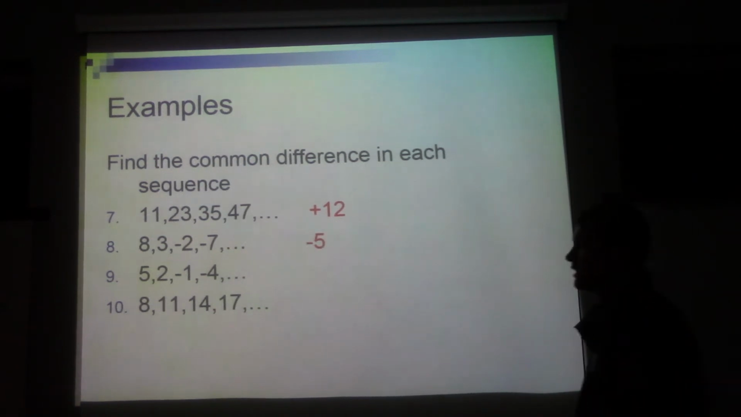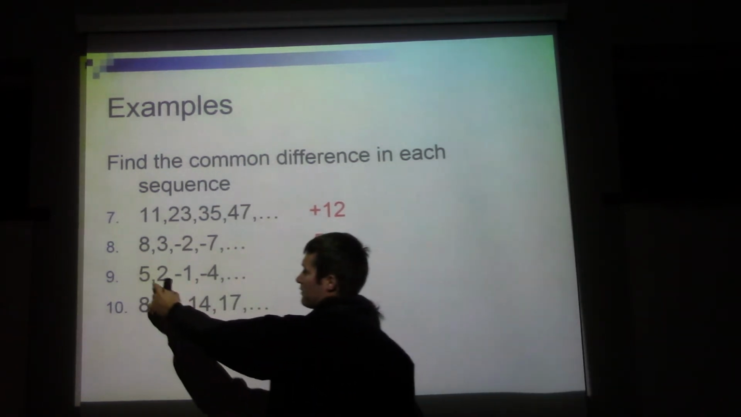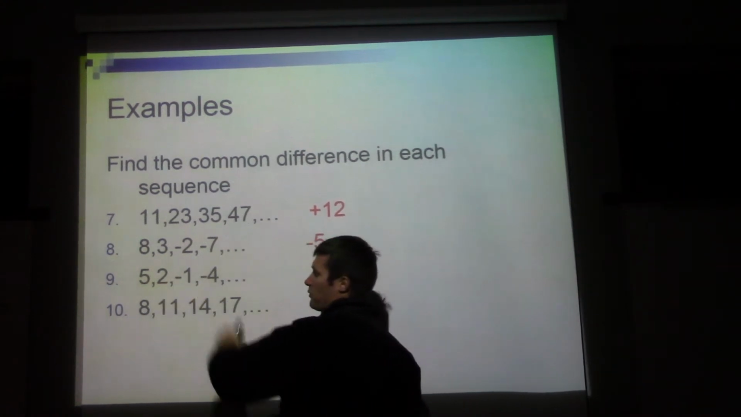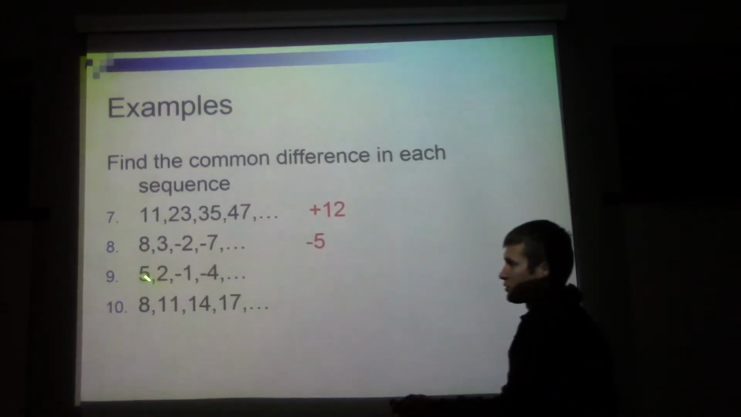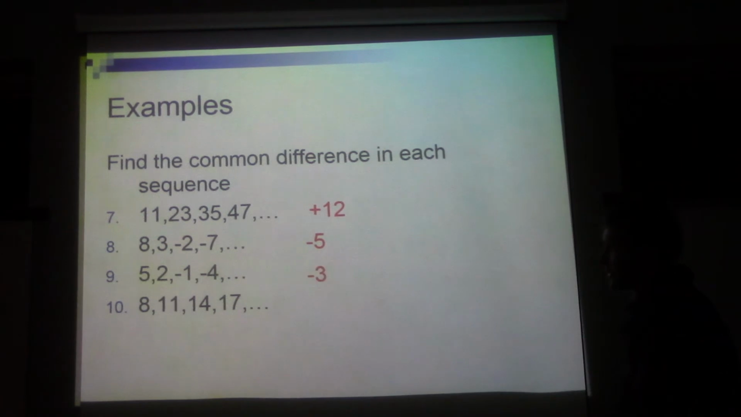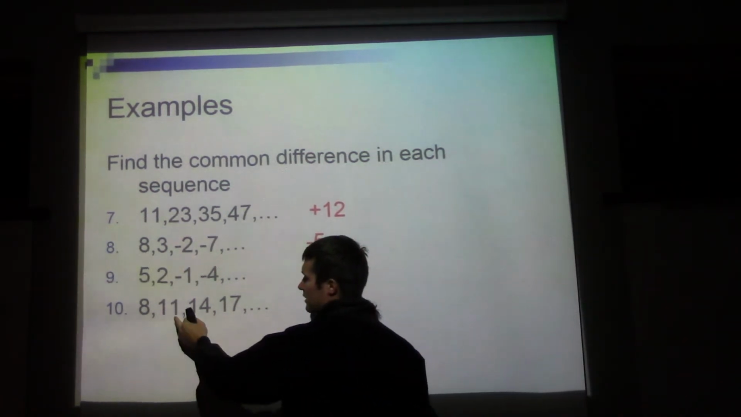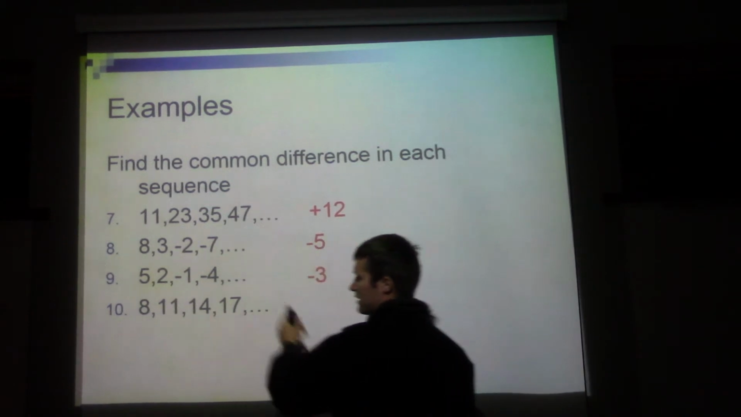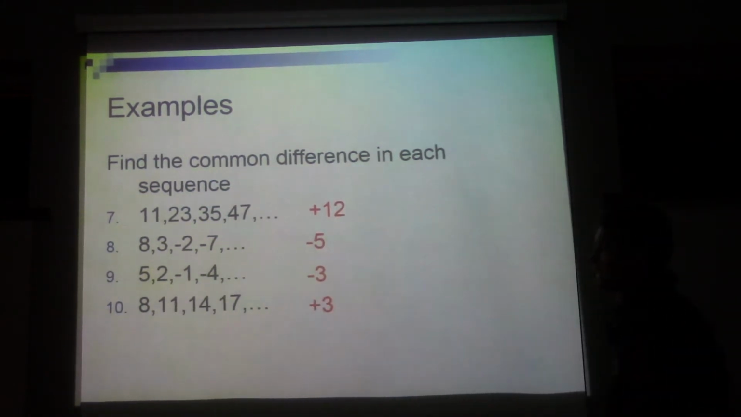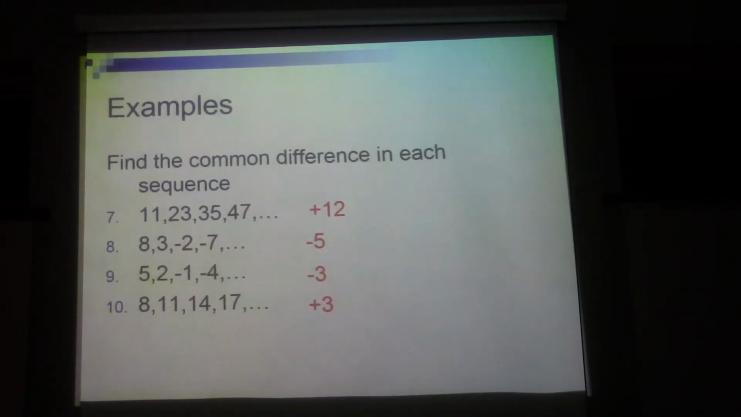We're adding negative 5. Same thing here, we're going down: 5 to 2, 2 to negative 1, negative 1 to negative 4. What's the difference between 5 and 2? That would be 3, so negative 3. And then lastly, we're going 8 to 11 to 14 to 17, so we are adding 3 that time. So those would be our common differences.